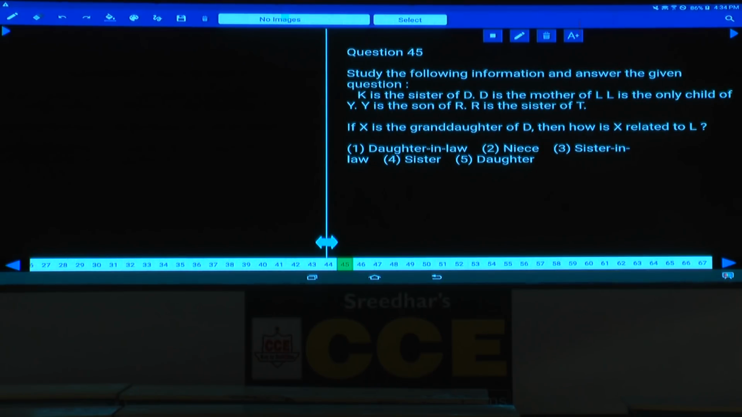These three questions are based on blood relations. K is the sister of D. Can we represent it like this? K is the sister of D. D is the mother of L.